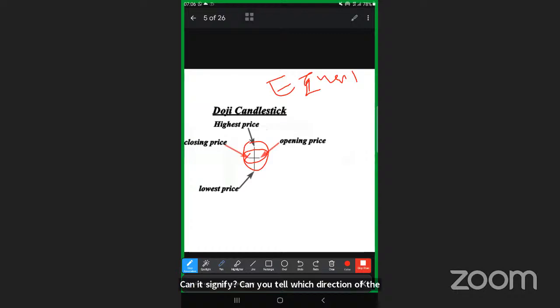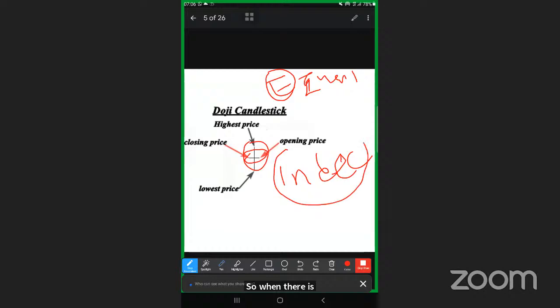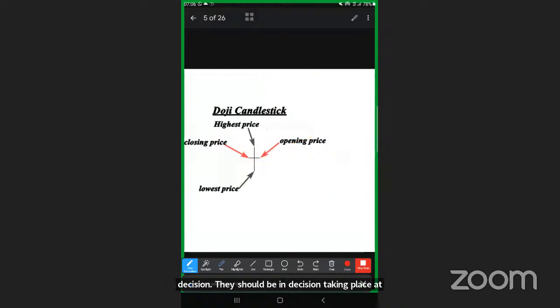So it means the market hasn't decided. Okay? The market has not decided which direction it is going to go. So when there is equality, there should also be what? Indecision. There should be indecision taking place at the same time, because the market does not tell you which direction it is going to go. So there is equality and then there is indecision when you see this type of a chart pattern happening.